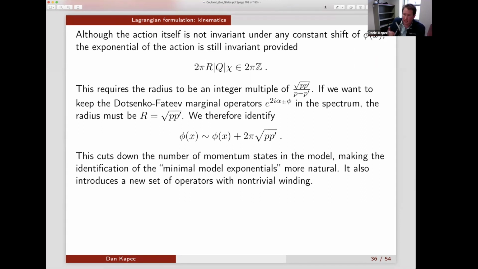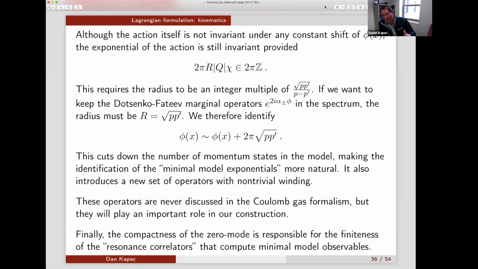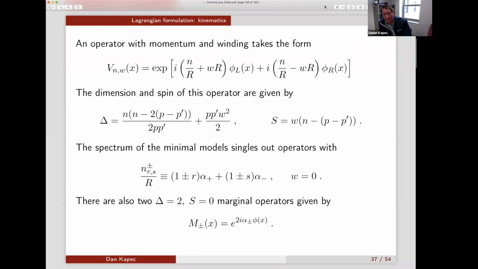So that immediately cuts down the number of momentum states in the model. It makes it a little more natural to pull out these minimal model exponentials, since it's a discrete spectrum instead of a continuous one. And more importantly, it also introduces a new set of operators with winding. And they're never really discussed in the Coulomb gas formalism, really because most of the work is done holomorphically, but they'll be important in our construction. And as I said, the compactness of the zero mode is important because it means that when you sit on resonance, correlators don't actually get a divergence.